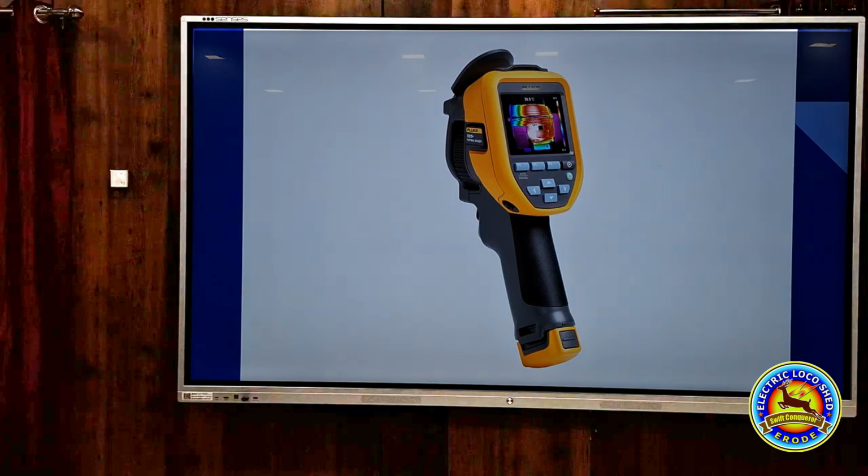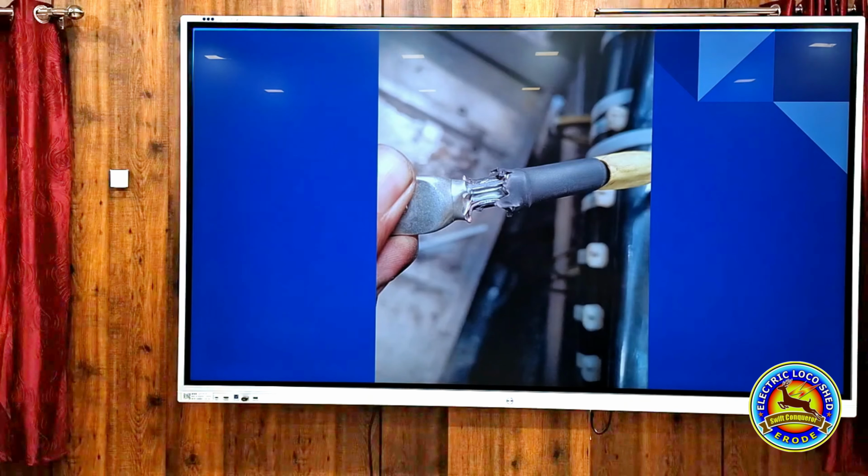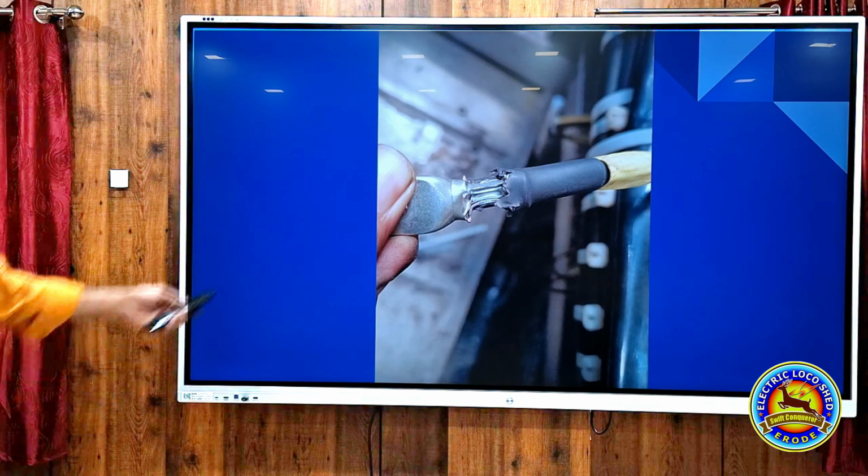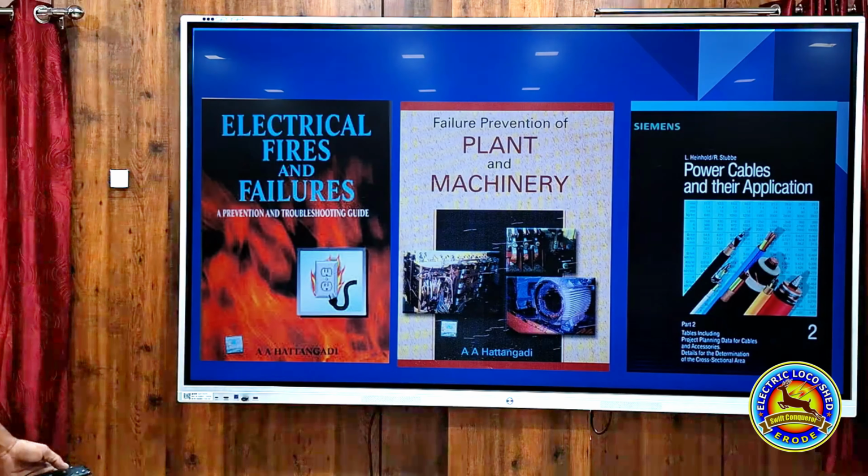A simple solution for analyzing cable insulation failure, which we can find before the failure, is thermal imaging. If we use a thermal imaging camera, we can identify hot spots wherever excess current is there, so we can attend to the problem so that the loco will not fail due to cable, insulation or any other failures. This is another crimping problem. This is a non-standard crimping.